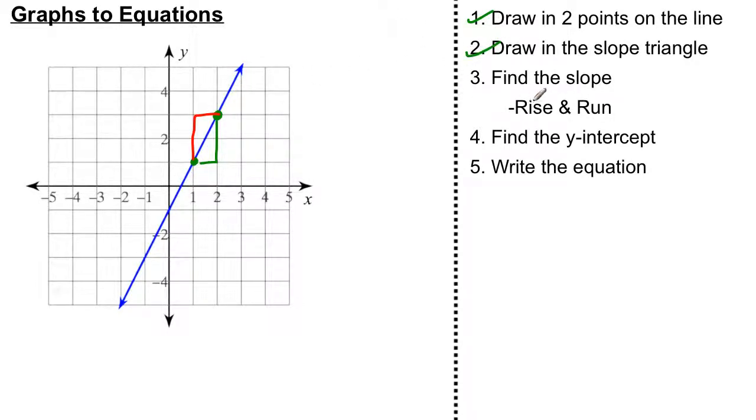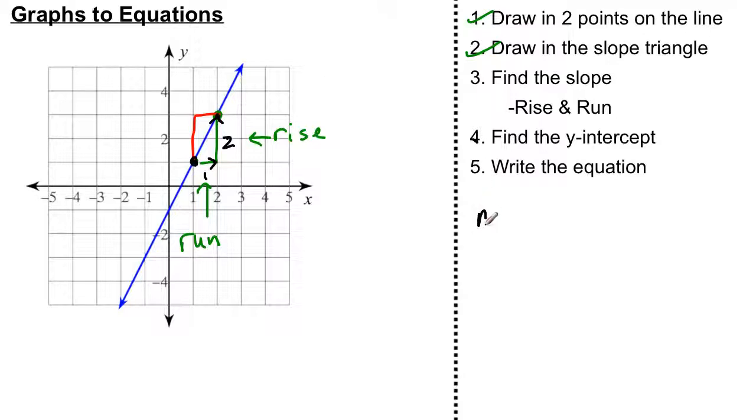Now we want to find the slope by finding the rise and the run. So remember this, the y is the rise and the x is the run. Now to find this, we need to find just how much it goes up. As we're going from this point to this point, notice we go up 2, and then we go right 1. Do you see that?